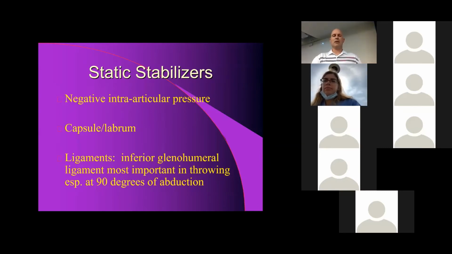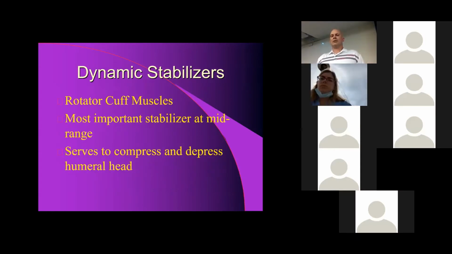The ligament that gets most injured is the inferior glenohumeral ligament, which is stressed at the 90-degree abducted, externally rotated position that the shoulder gets into. So then you get the dynamic stabilizers, and these are the rotator cuff muscles.